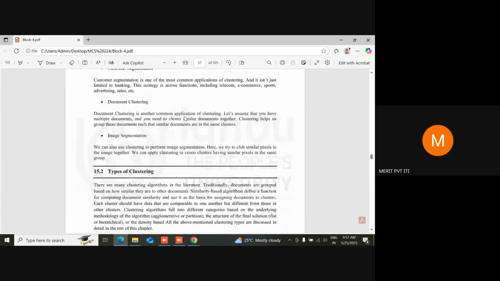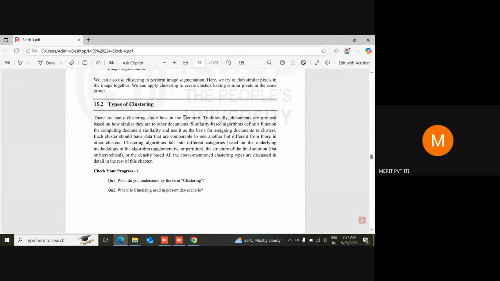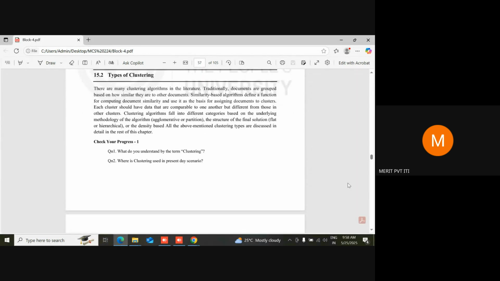So there are various types of clusters, and there are many clustering algorithms. Traditionally, documents are grouped based on how similar they are to other documents. So that's where you ask: what do you understand by the term clustering? Where is clustering used in the present day? Clustering is very important now, even in banks, in education, in production and so on.